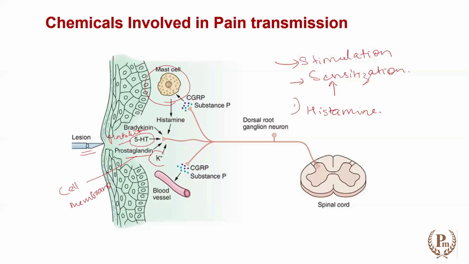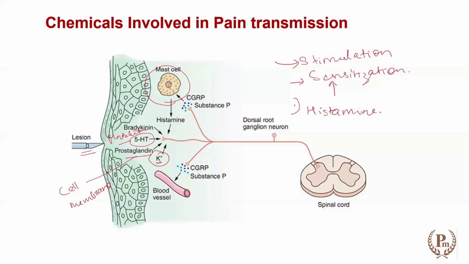How about potassium? Since we all know the cell is a bag of potassium. So when there is tissue damage here, the cells are damaged, and so potassium will be released. Then we have blood vessel injury, so there also will be some release of chemicals there.